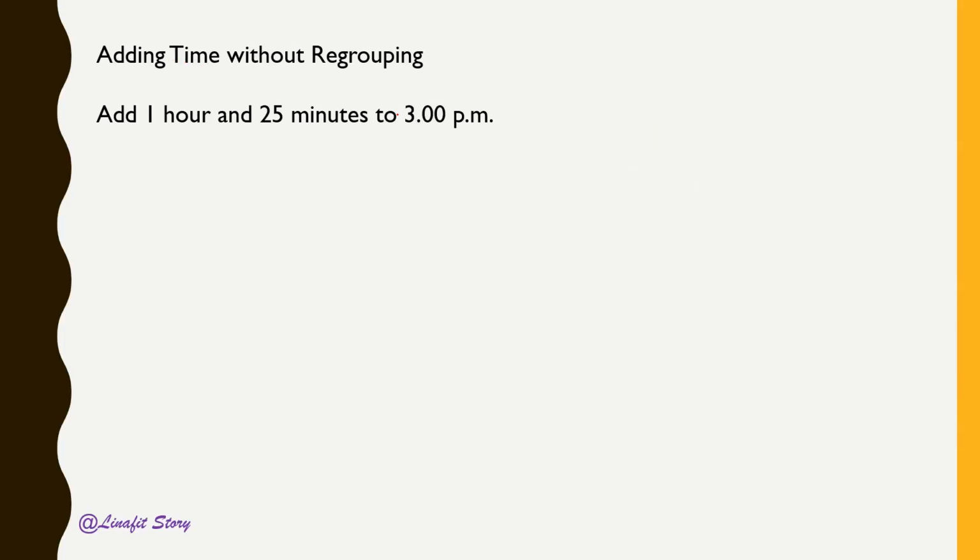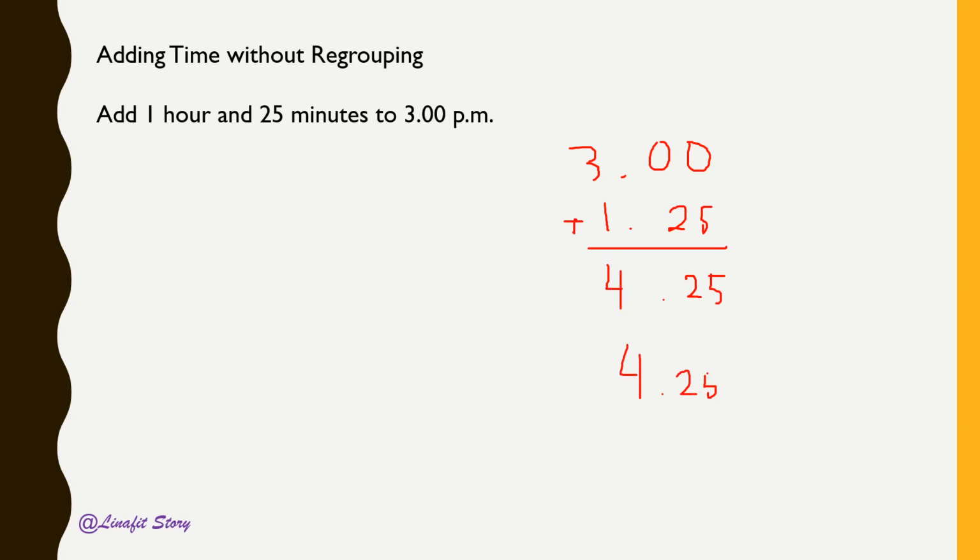Adding time without regrouping. Add 1 hour and 25 minutes to 3 p.m. We start by adding the minutes first. Why? Because we may have to regroup them into hours. So over here, 0 minutes plus 25 minutes is 25 minutes. 3 hours plus 1 hour equals 4 hours. So the answer will be 4:25 p.m.